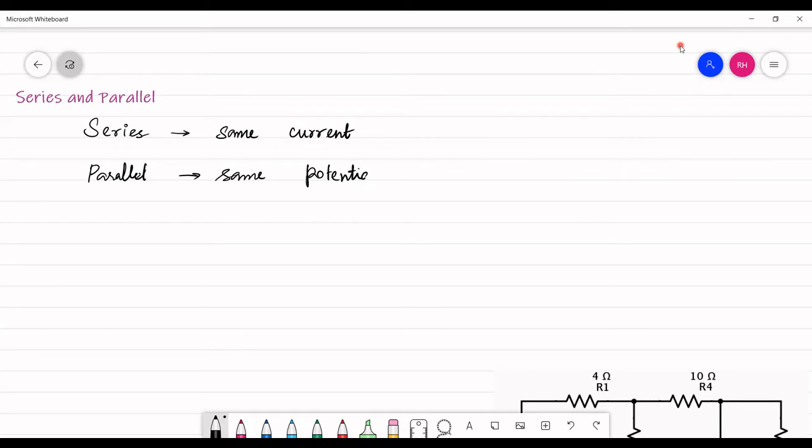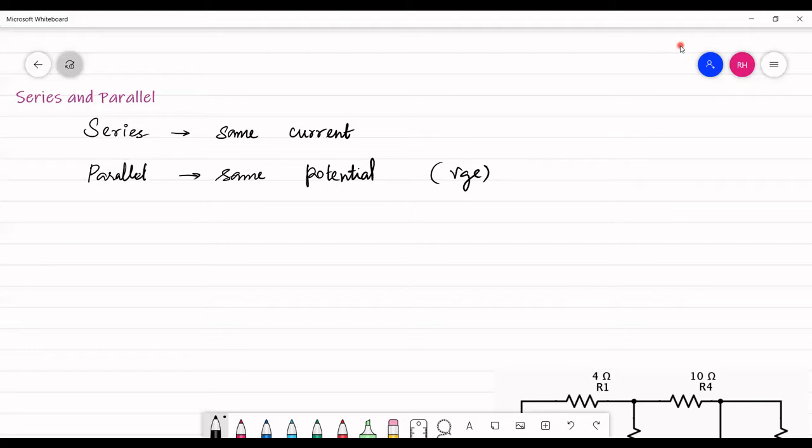Potential in the sense voltage, right? So if they experience the same voltage. So this is the actual definition which defines series and parallel elements. For elements to be in series, they all should carry the same current, and for elements to be in parallel, they have to experience the same voltage.